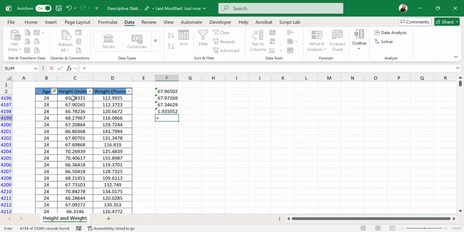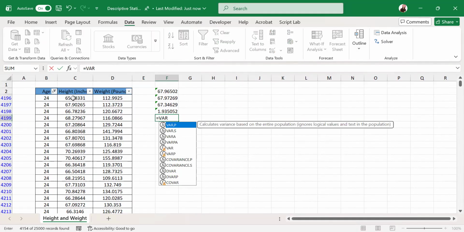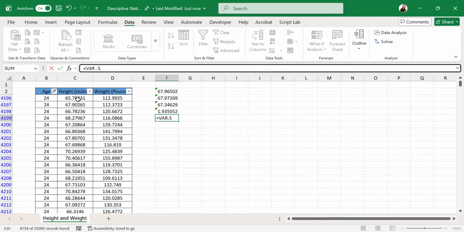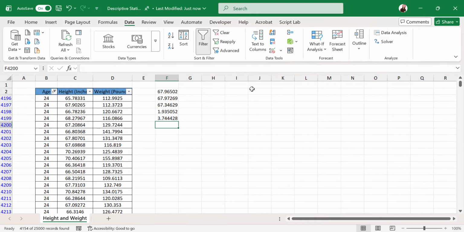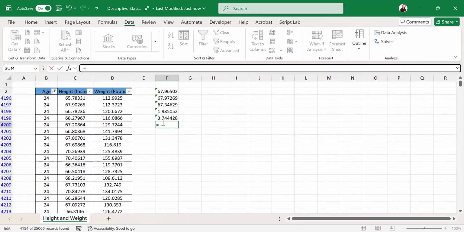I can also do variance, which is VAR.S. Notice how right here on Excel, it's already telling you what it is. So it estimates the variance based on a sample, okay? So right here of my height. It's exactly the same thing for all of them, okay? For all of these.